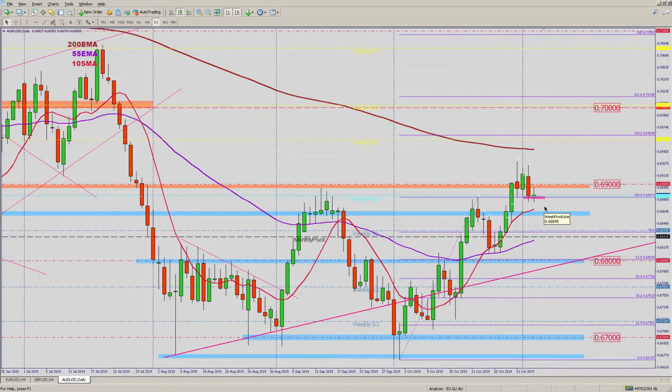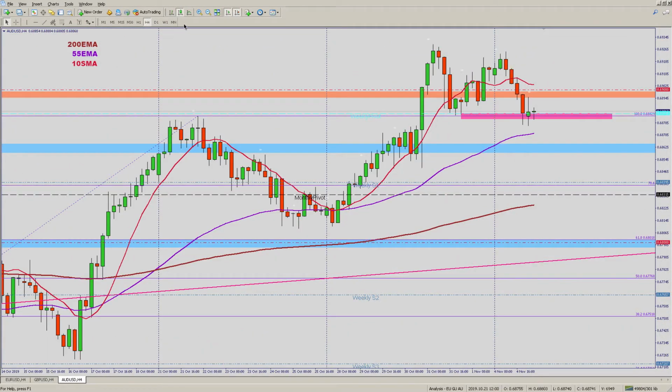There is a key event coming up in less than half an hour, about 20 minutes, with the RBA making their rate decision announcement at 11:30 local time. Although there's no rate changes expected, we'll see what their outlook is going to be.